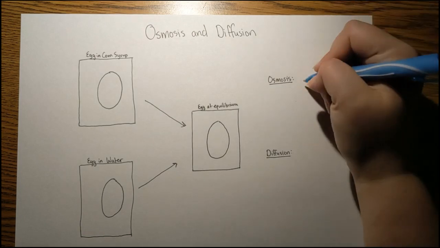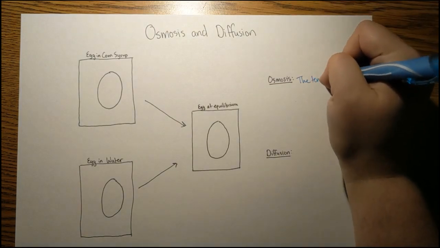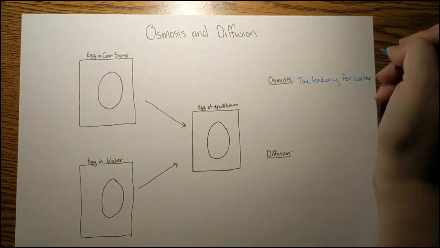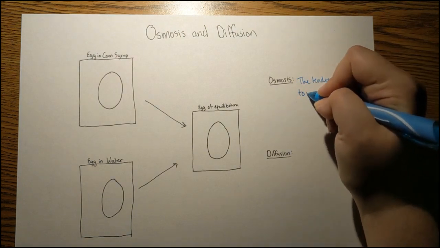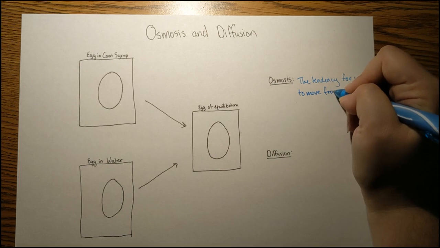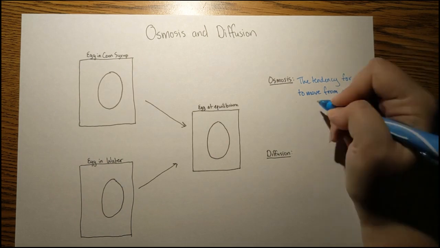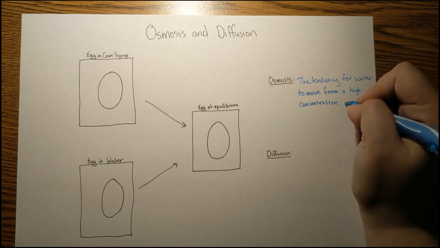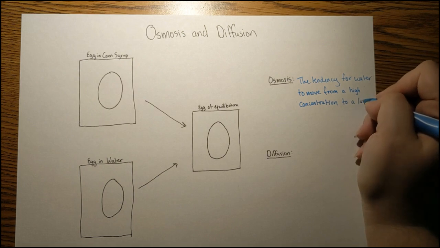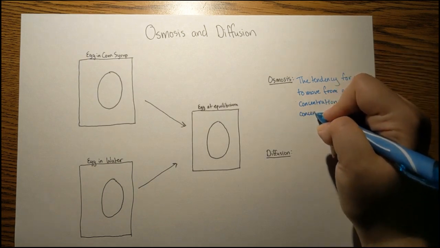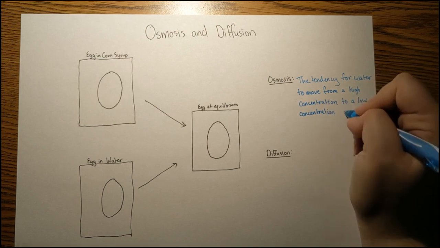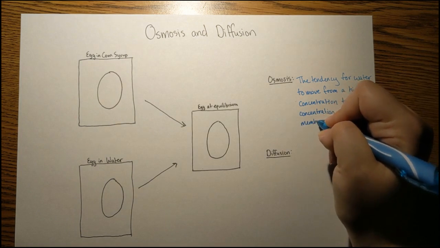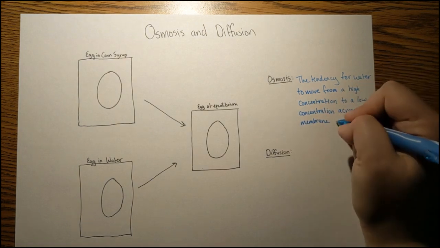Osmosis is the tendency for water to move from a high concentration to a low concentration across a membrane until it is even.